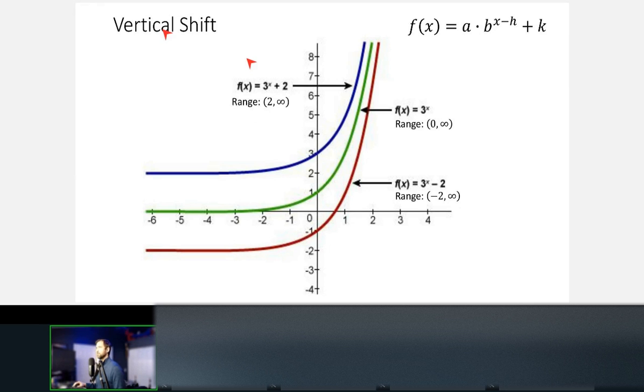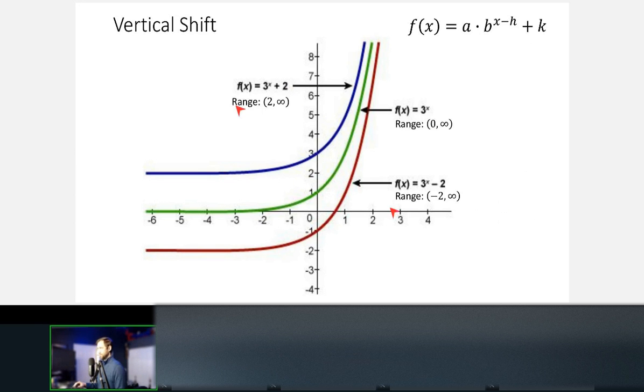All right, so vertical shift. This is when your k value is anything other than a 0. So this green graph right here, this is just y equals 3 to the x power. The range for this is 0 to infinity. It doesn't matter what the base is. It could be anything. It's still going to be 0 to infinity. Now, this blue graph has a k value of 2. So this shift is up 2 units. And now that's why this 0 became a 2. Because we just moved this up 2 units.